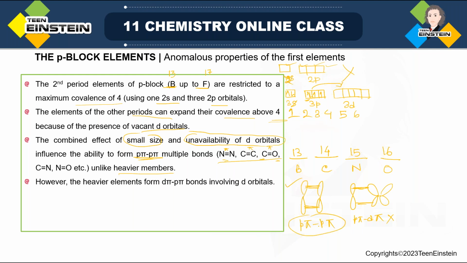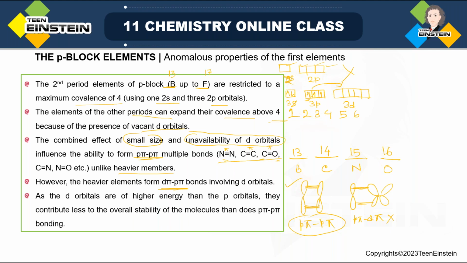Okay, but when you have the heavier members, that is the members from the third period, fourth period, fifth period, now mostly you will get d-pi bonds because now they have d orbitals. So for heavier elements, d-pi mostly you will get.